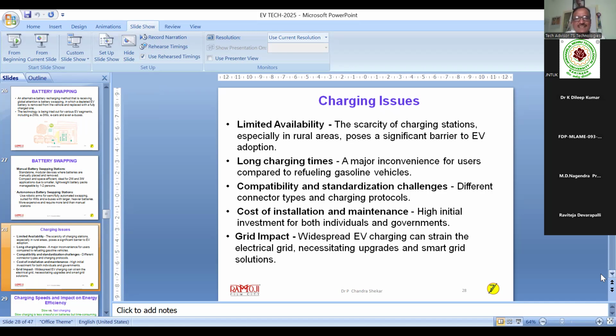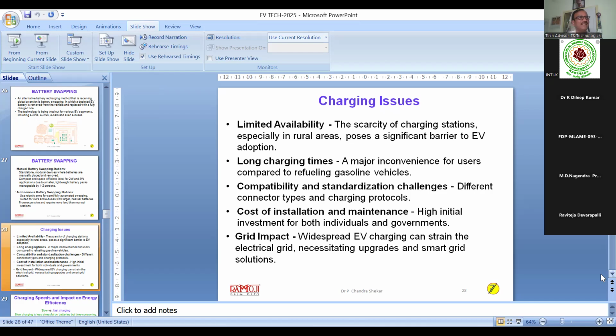Compatibility and standardization challenges: different connector types and charging protocols are being used. Cost of installation and maintenance: initial high investment for both individuals and government. The cost of installing a charging station is very high. Grid impact: widespread EV charging can strain the electrical grid, necessitating upgrading and smart grid solutions.